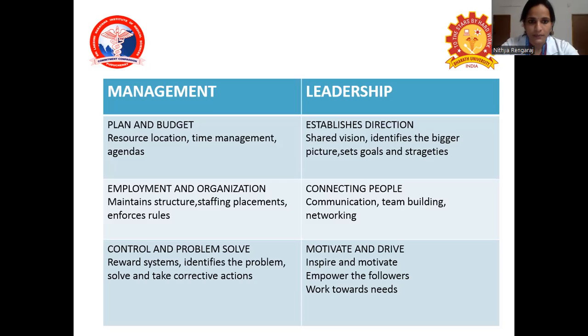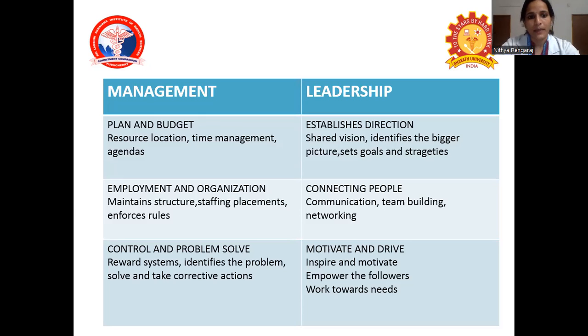And management is basically employment and organization, where somebody maintains a structure, staffing placement, and enforces the rules. Whereas leadership is all about connecting the people, that is communication between each other, how to build a team, and how to make the network very strong when you're dealing with the team.